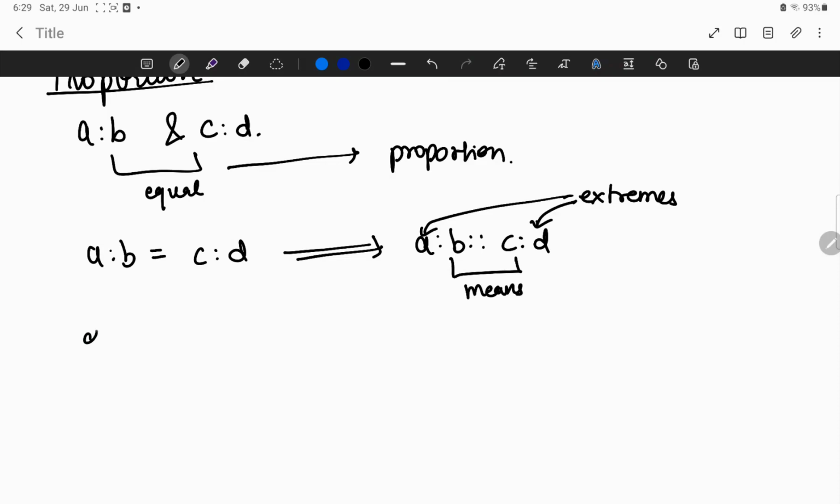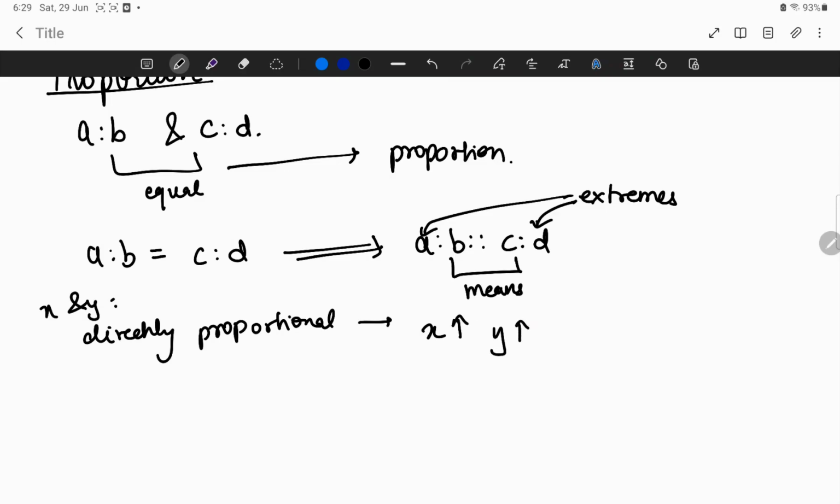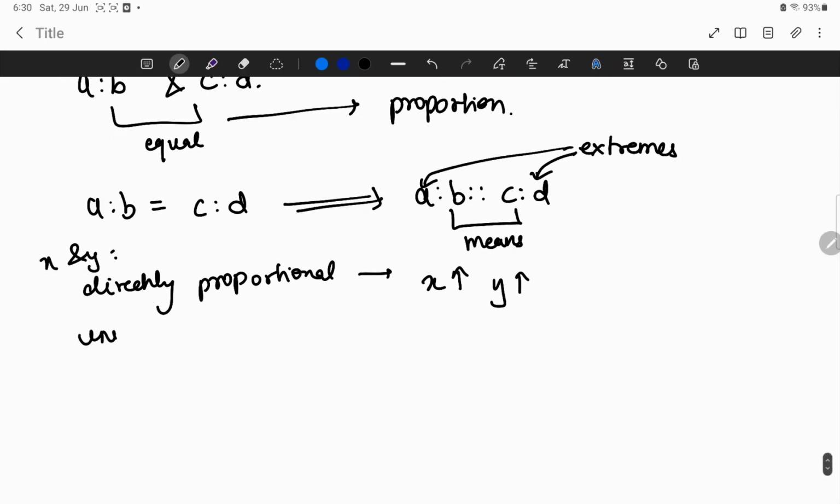So when you say something is directly proportional, it means that if two quantities x and y are directly proportional to each other, then if x increases, y also increases. If they are inversely proportional to each other, you can conclude that if x increases, y decreases.